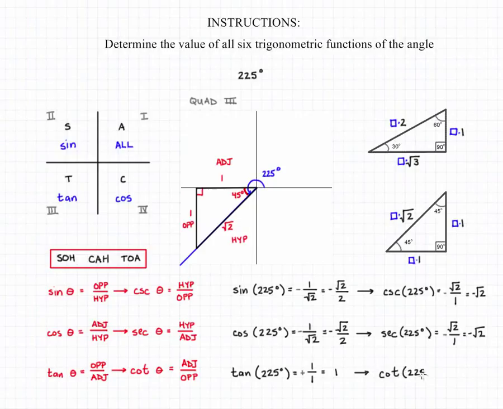And the cotangent of 225 degrees is going to be the adjacent over the opposite, or 1 over 1, with a positive sign because cotangent is positive wherever tangent is positive, and that will simplify down to 1 and give us our final answer.